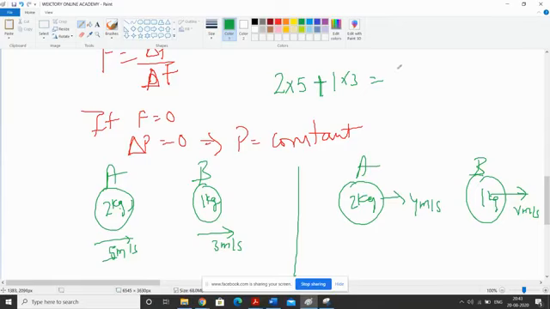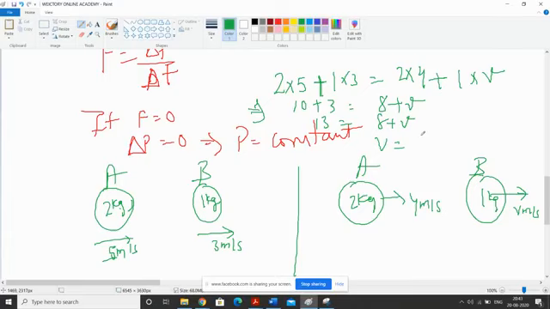What is the momentum after collision? 2 multiply 4 plus 1 multiply V. So we can find out the value of V from here. Okay, that's 10 plus 3 is equal to 8 plus V. So 13 is equal to 8 plus V. So V will be equal to 13 minus 8, which is equal to 5. So V, the speed, is 5 meter per second.